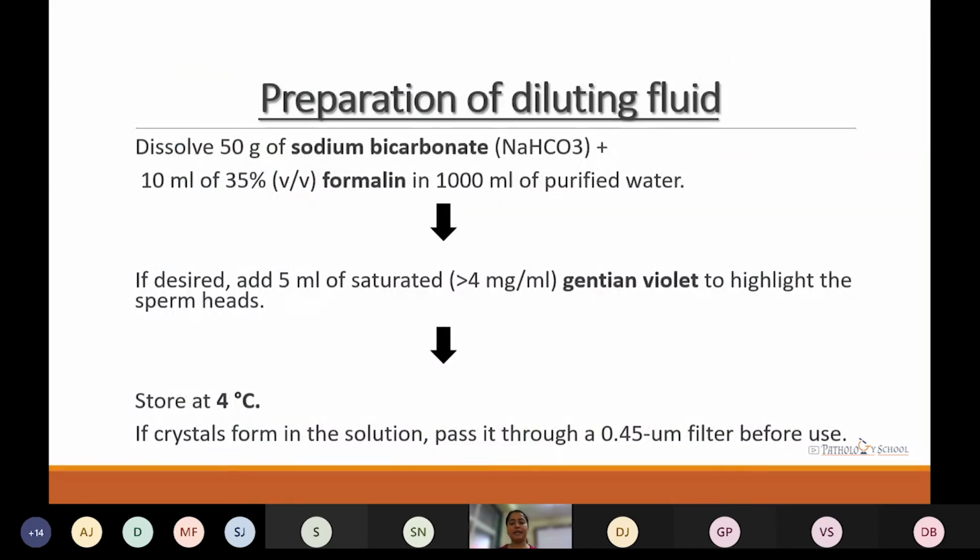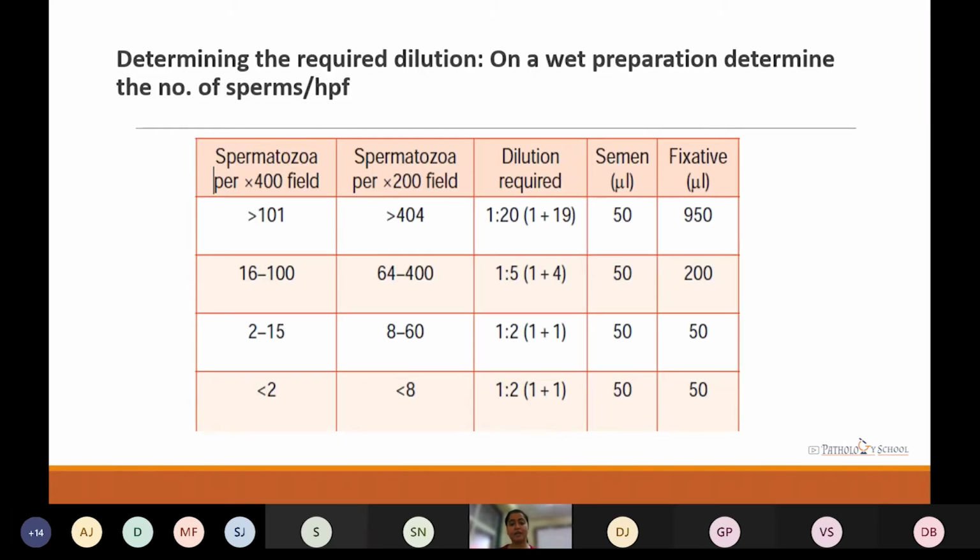How do we prepare the diluting fluid? Just in short, basically we take sodium bicarbonate and we add formalin to it, and then we have to store it at 4 degrees Celsius. So this is basically a table to determine the required dilution factor on the basis of the number of spermatozoa which are seen in the 40x as well as 20x field.